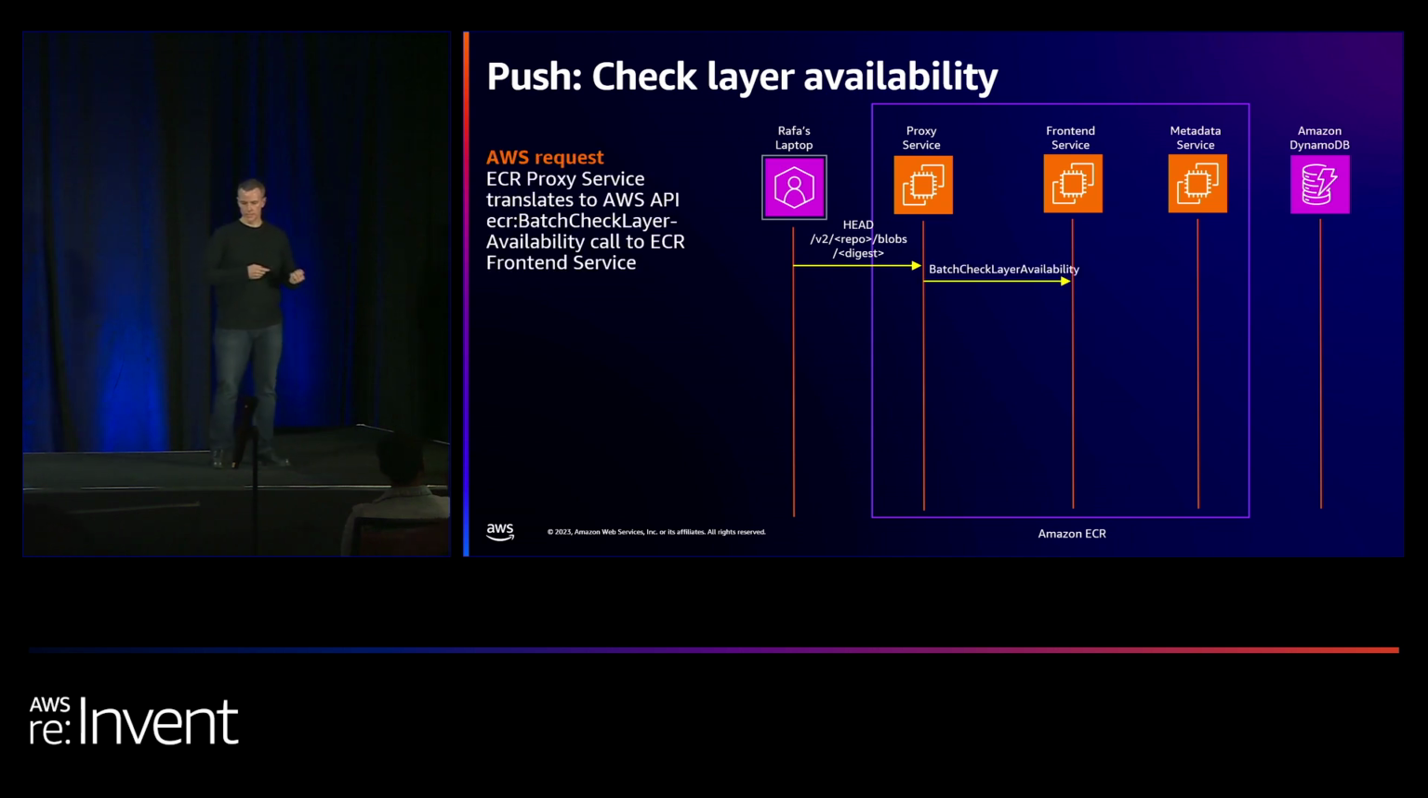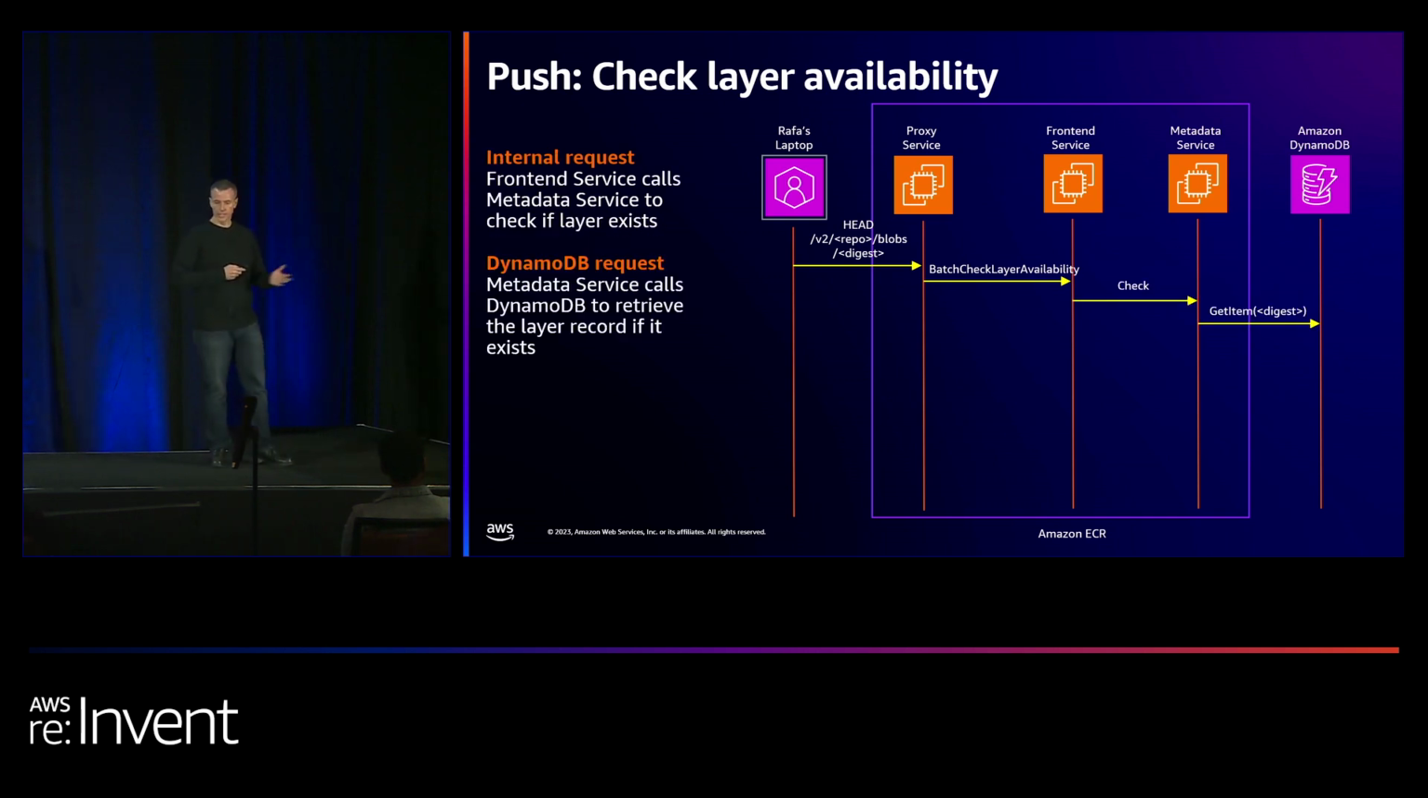Our proxy service then calls the API BatchCheckLayerAvailability. It's called batch, but there's only one item in it when it comes from the proxy service. As a customer, you can actually put multiple things in that and call it directly if you want to, but Docker talking to proxy will only be one.